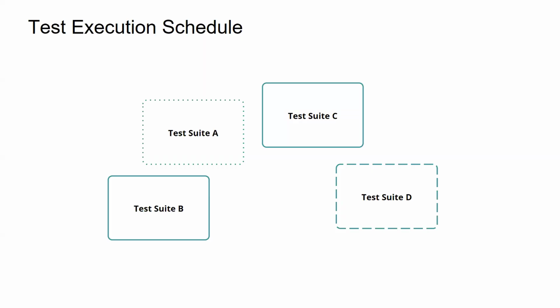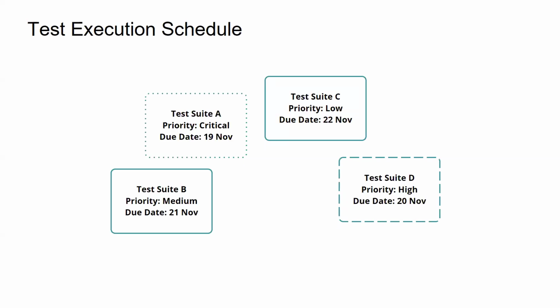Just because it says A, B, C, D, we are not going to start from A, complete A, then move to B, then move to C, then move to D. That's not how it happens. We have to give priority to every single specific area.